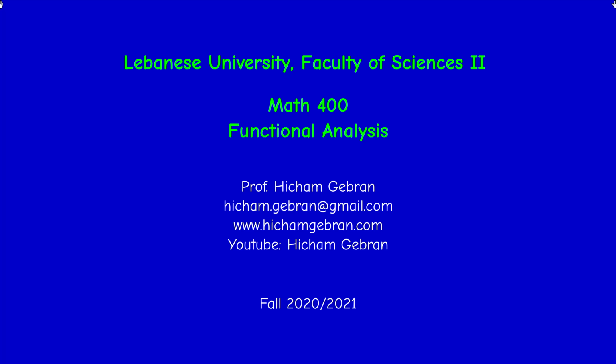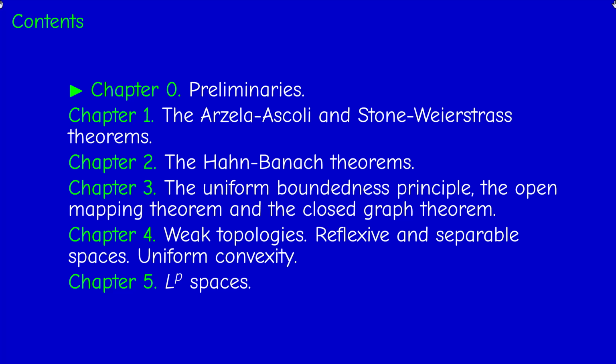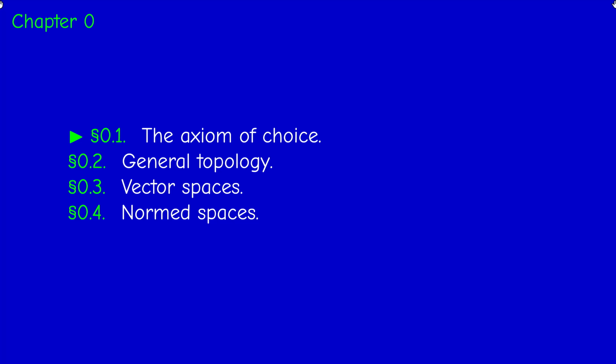Welcome back. So in this video, we are going to start Chapter 0, Preliminaries. Chapter 0 contains 4 sections: the axiom of choice, general topology, vector spaces, and norm spaces. In this video, I will cover the first section about the axiom of choice.